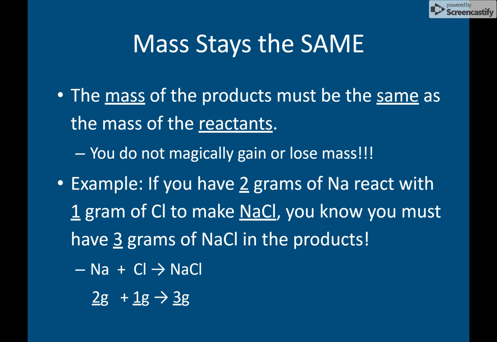You can also look at it as I have 1 atom of sodium, 1 atom of chlorine. So in my products, I should have 1 atom of sodium and 1 atom of chlorine.